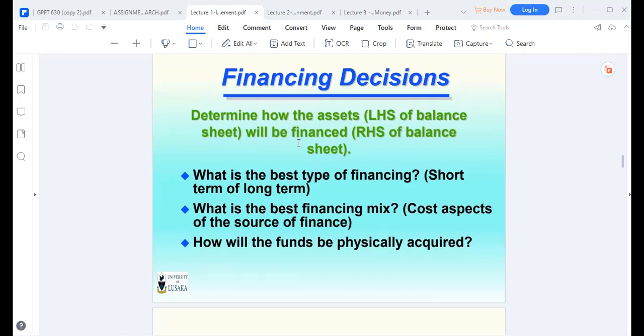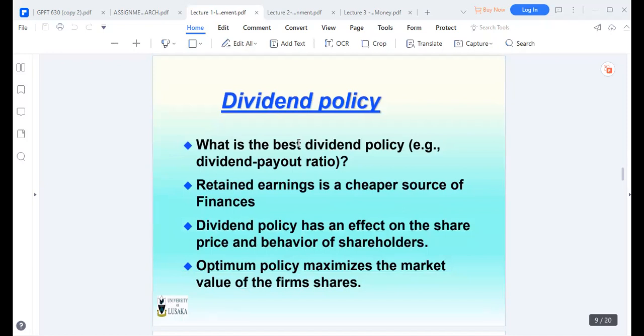for the best interest of the company. We also have what we call our dividend policy decisions. We know that the shareholders are interested in dividends. A dividend is simply a return on a share. And so they would want to ascertain the best dividend policy. For instance, the dividend payout ratio. The retained earnings is a cheaper source of finances because we know it has no interest attached to it. And so most of the managers would want to go for the retained earnings because there's no cost at all.